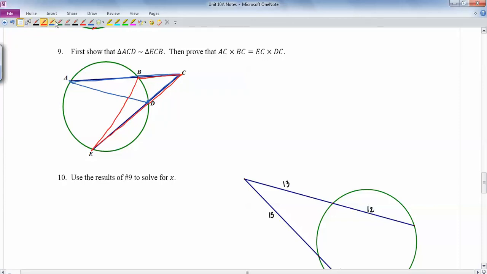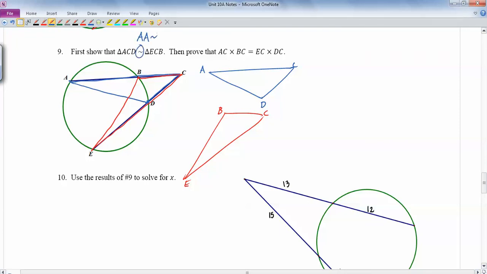So let me draw those by themselves. So here's A, C, and there's D. A, C, D. And then the red one looks like this. B, C, E. Okay. We're trying to go for angle again, since we have no side lengths. So we're going for AA similarity. So one of the angles that has to match up in these 2 triangles is angle C. Notice it's reflexive. So C equals C, right?